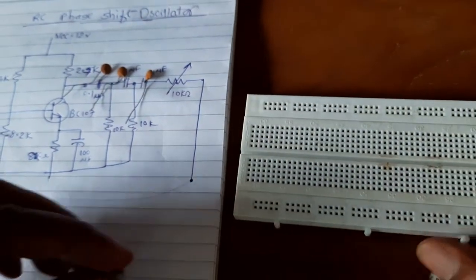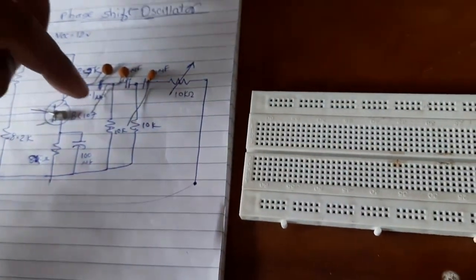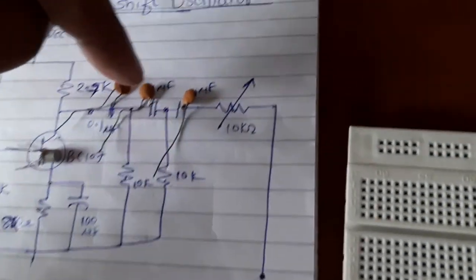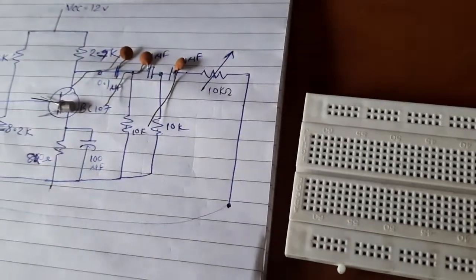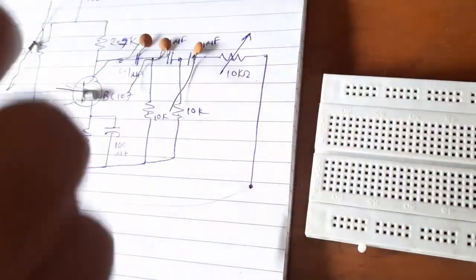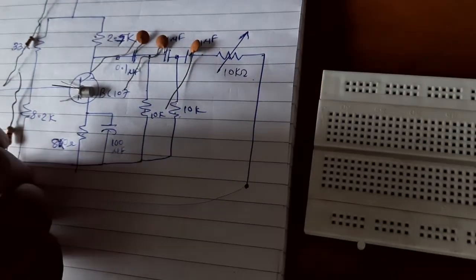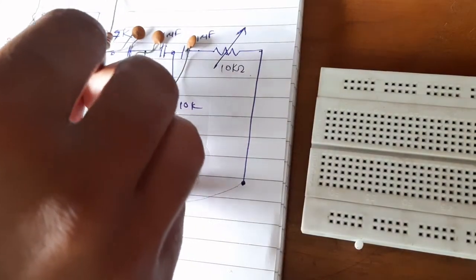So first thing what we'll do is that we'll select the components. So we want a BC107 and we want a 0.1 microfarad capacitor. So 104, I've already placed. Okay, so we need a 33 kilo ohm resistor. So this is a 33 kilo ohm resistor and an 8.2 kilo ohm resistor. Okay, with a 2.7 kilo ohm resistor over here.